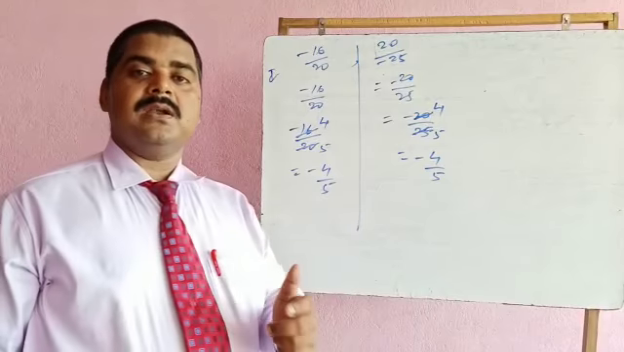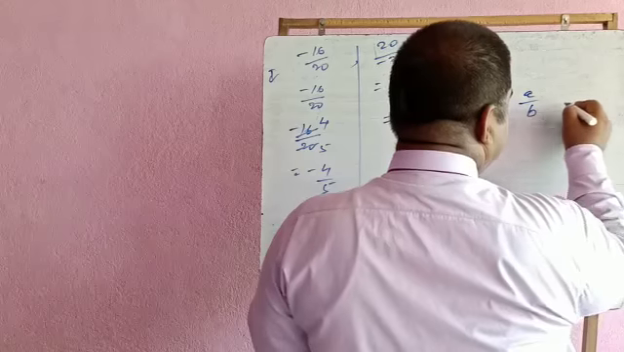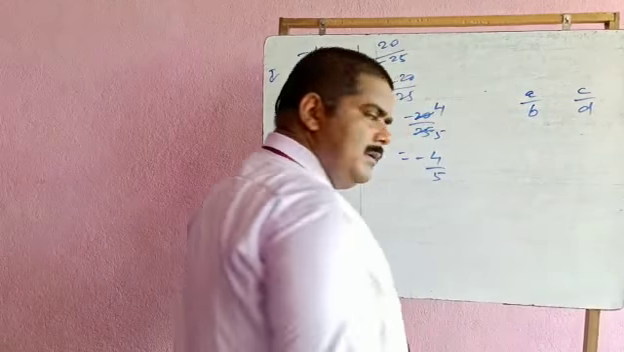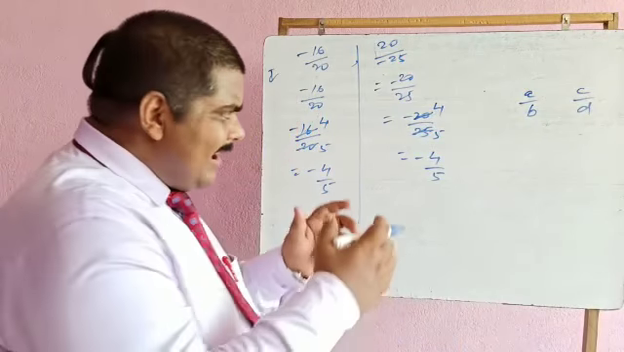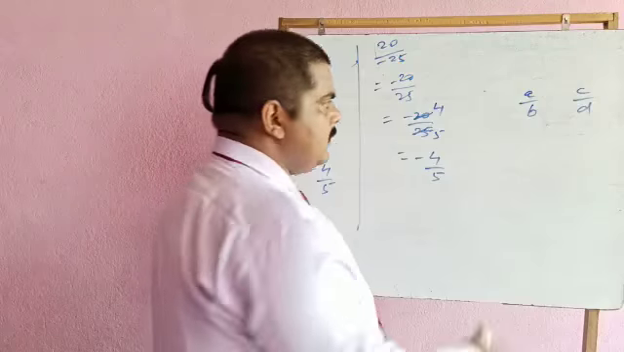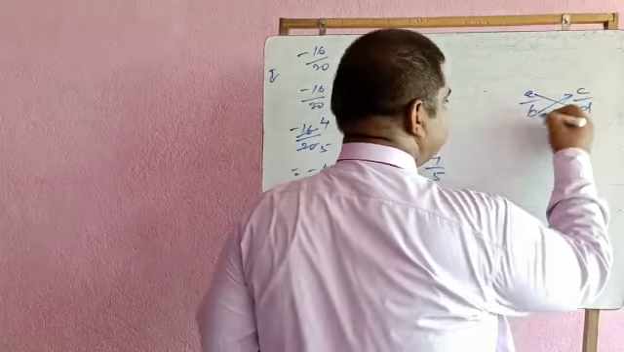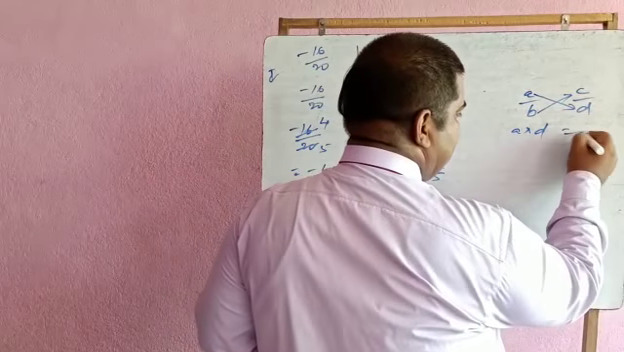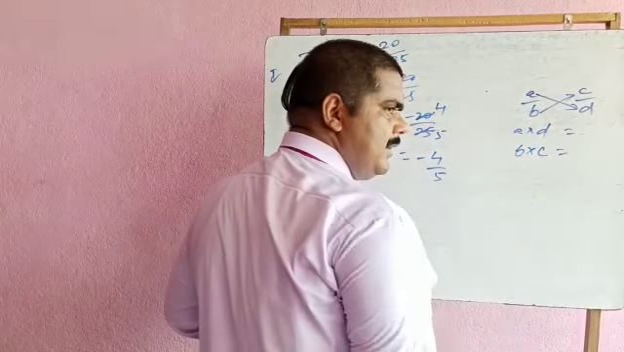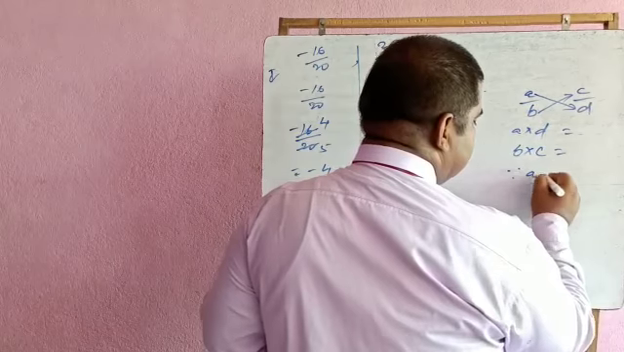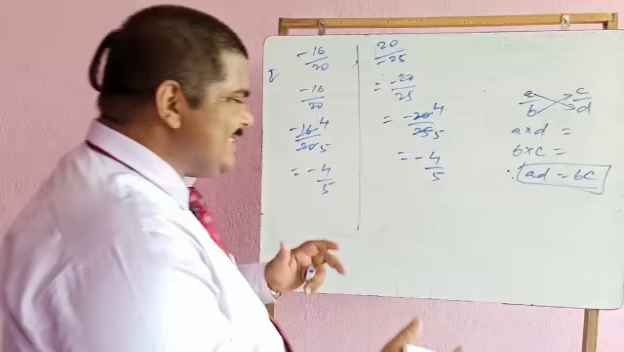But this is one method. The second method, when two rational numbers are given and we ask whether they are equal or not, is by the rule of cross multiplication. A is multiplied by D and you get the product. B is multiplied by C and you get the product. If AD is equal to BC, then you must know that they are equal.